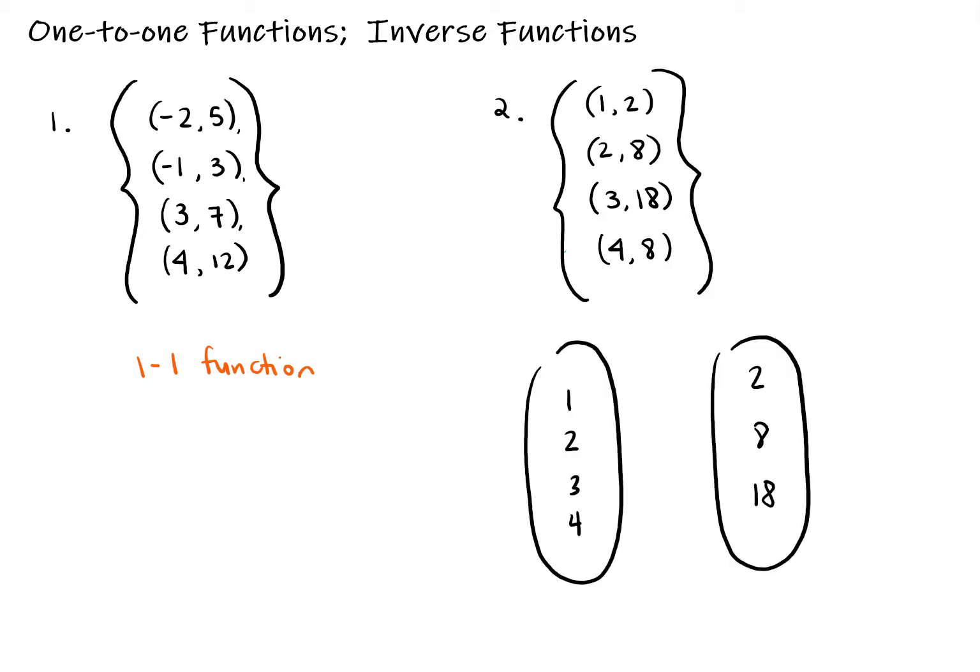Notice that 1 is related to 2, 2 is related to 8, 3 is related to 18, and 4 is related to 8. Is this a function? Yes, because each of the inputs has only one output coming out of it. Is this a one-to-one function? Well, our 8 is an output that has 2 inputs pointing at it, both the 2 and the 4. So this is not a one-to-one function.